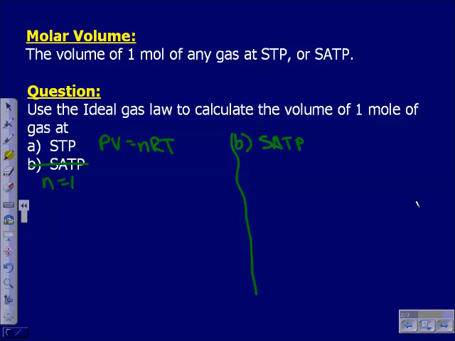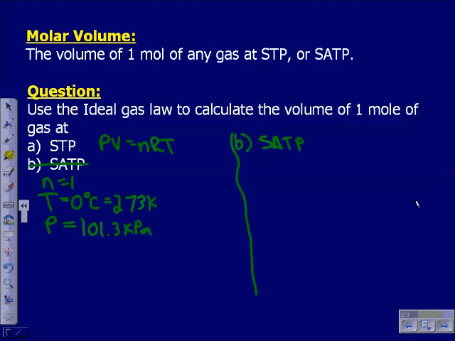And if we're at standard temperature and pressure, what is the temperature? And what is the pressure? Well, you tell me. What is standard temperature? Not standard ambient. That's the other one. That's the one in the lab. This is standard temperature. Yep. 0 degrees Celsius, which we're going to convert right away to 273 Kelvin. Pressure, standard. Yep, 101.3 kilopascals. So what I want you to do right now is substitute in your n, your T, your P, and solve for the V.